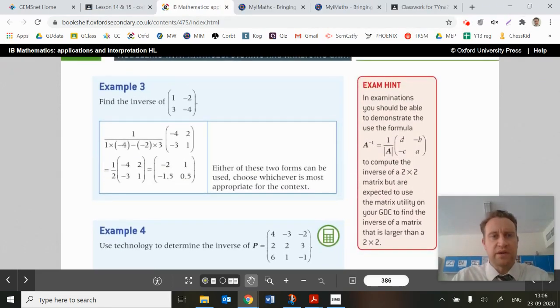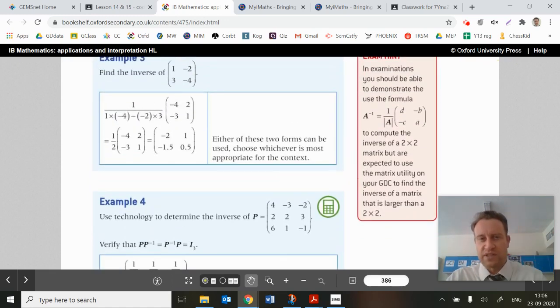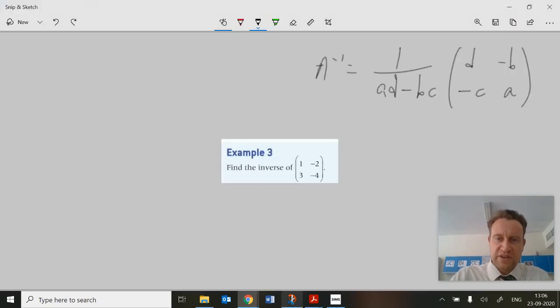So we're now working on some of these examples. Example 3 says find the inverse of this matrix here. Obviously the inverse matrix is going to be useful for solving sets of simultaneous equations disguised as matrices, but in this case, they just want the inverse matrix. Then there's one which uses technology, and there's a couple more questions after as well. So let's look at this first one.